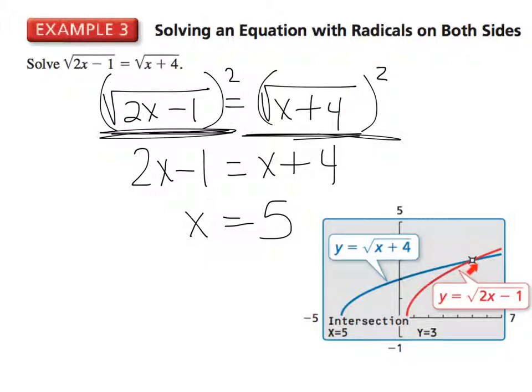But notice the point of intersection. The point of intersection is 5, 3. But wait a minute, I don't want you to find the point of intersection. I just want you to find x. Well, x is 5, so that's another way you can do it.